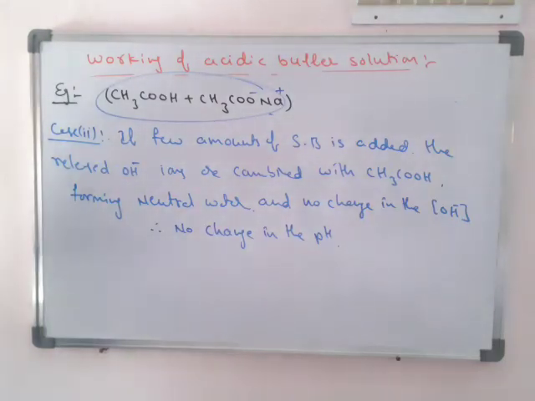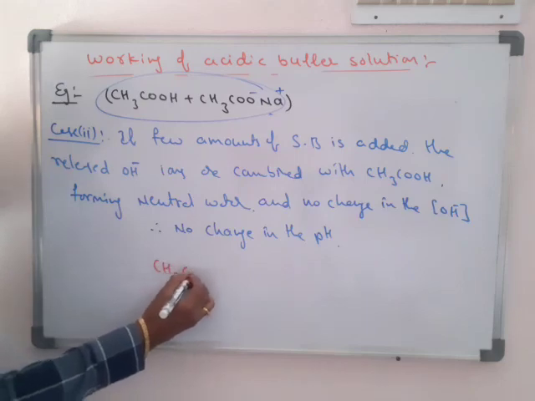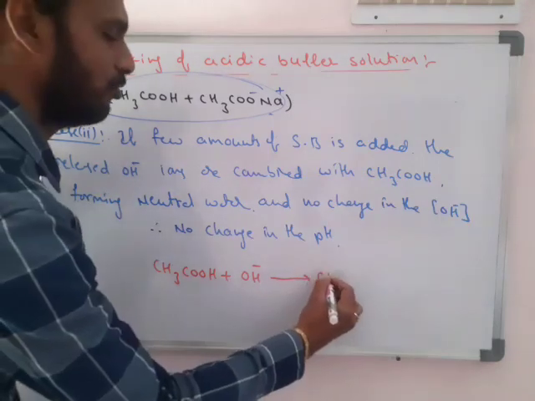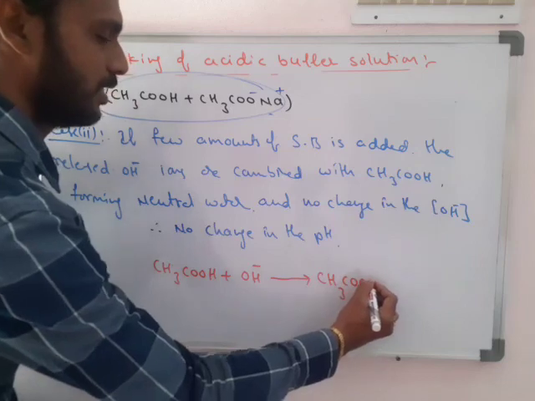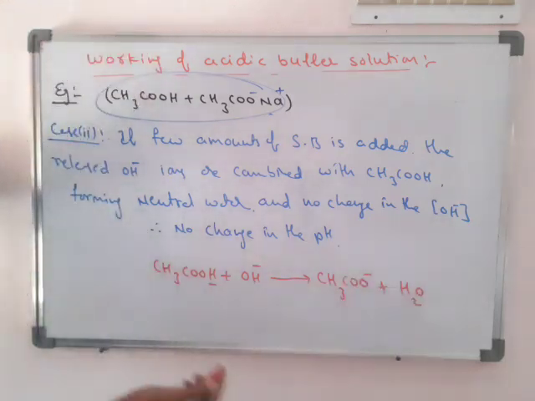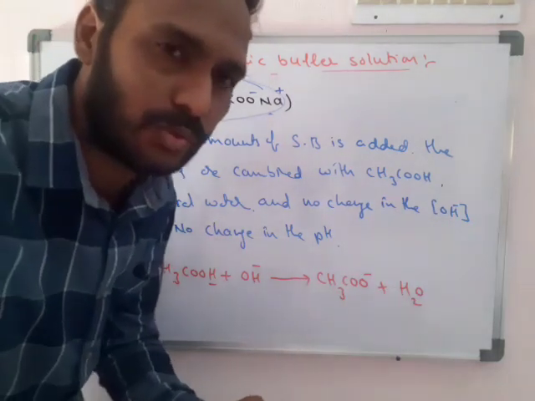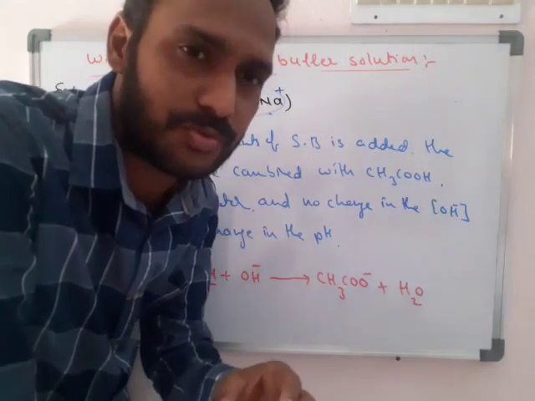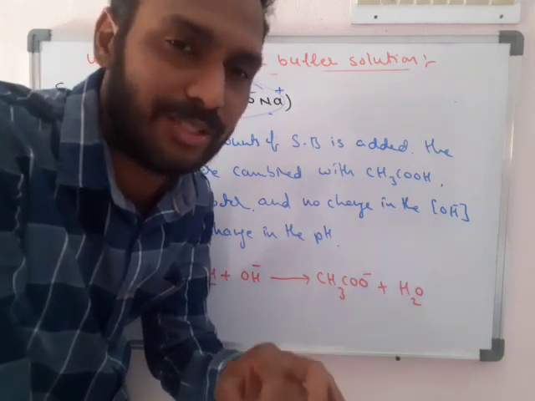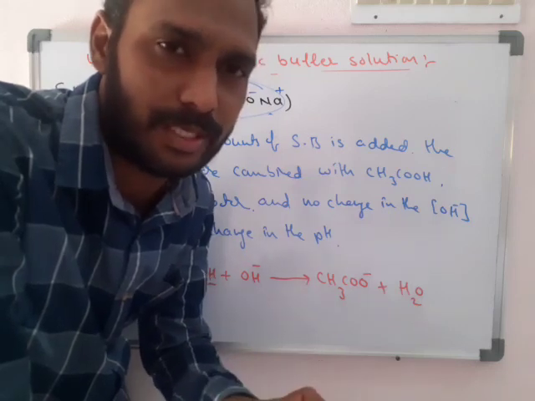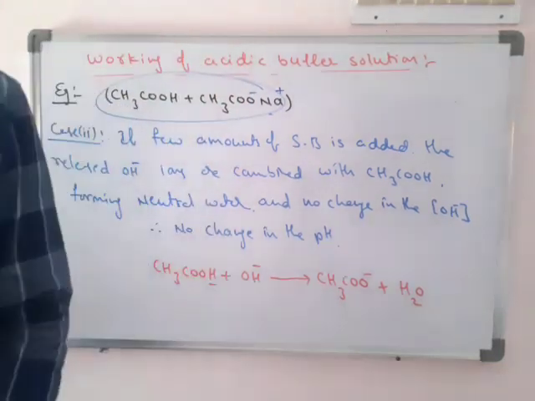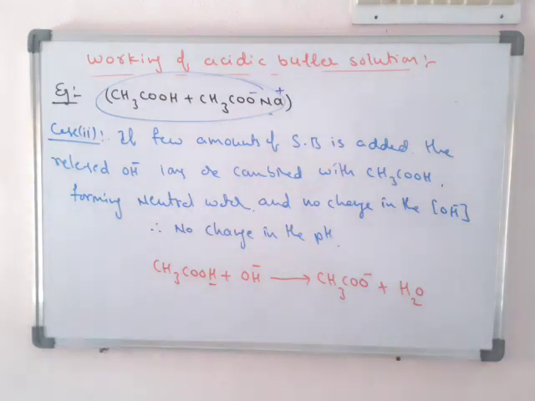Okay, so what is the reaction? The acetic acid combines with the OH minus ions released by the base, forming CH3COO minus. This H plus combines with this OH minus, forming H2O. It is neutral. So finally we can conclude that even by the addition of a strong acid or the addition of a strong base, there is no change in the H plus concentration. There is no change in the OH minus concentration. Finally, there is no change in the pH. Okay, but it is applicable only when adding few amounts of acid or base. Now we see the working of a basic solution.